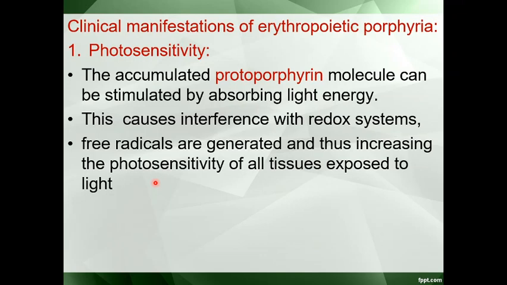So the accumulated protoporphyrin molecule, which has not been converted to heme, is stimulated by absorbing light energy. When the light energy is absorbed, interference with the redox system is produced, that is, the respiratory chain transport of electrons and hydrogen ion release, and in this way free radicals are generated, thus increasing the photosensitivity of all tissues exposed to light.